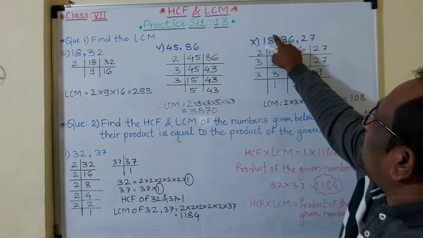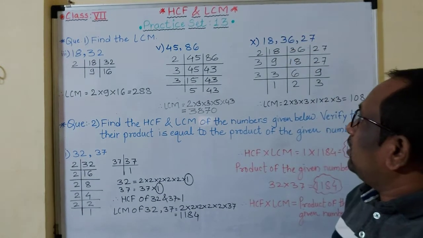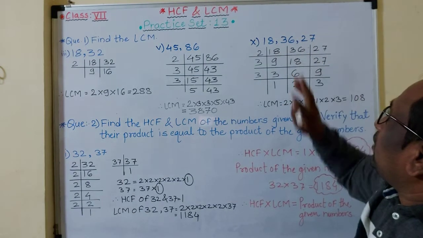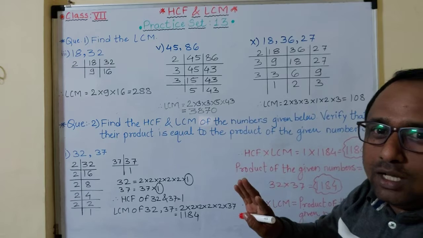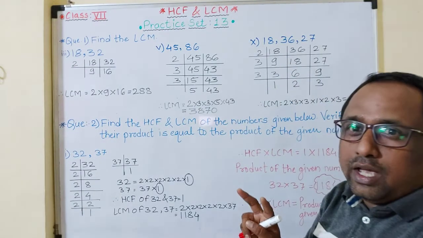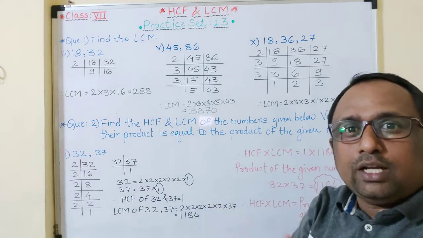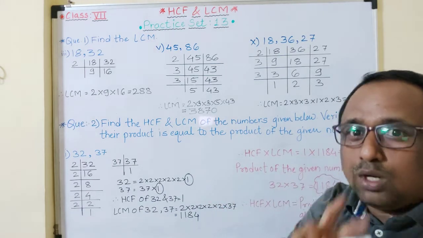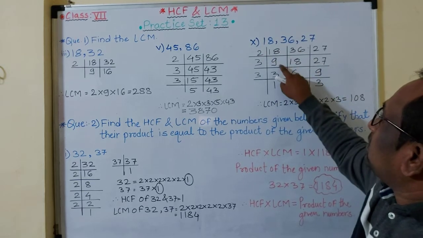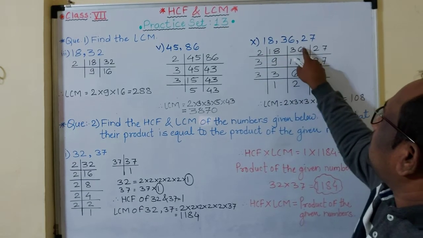Here 3 numbers are there, 18, 36 and 27. Okay. As I explained to you, if there are 3 numbers or more than 3 numbers, then we have to choose 2 numbers that should be divisible. Okay. If all 3 are divisible, then it's no problem, but at least 2 numbers should be divisible. So 18 and 36 are divisible. 2 9s are 18. Here 18 2s are 36.